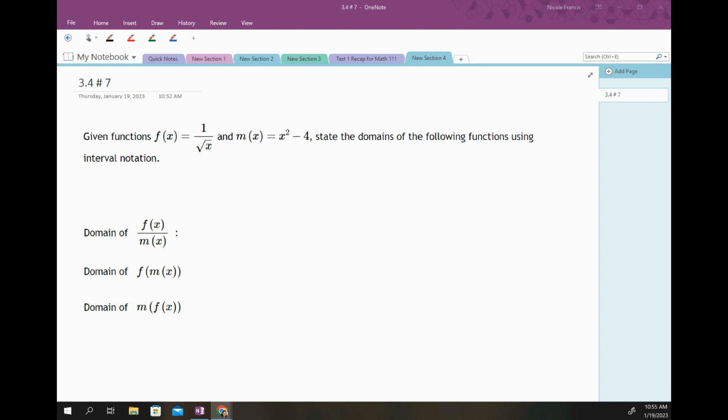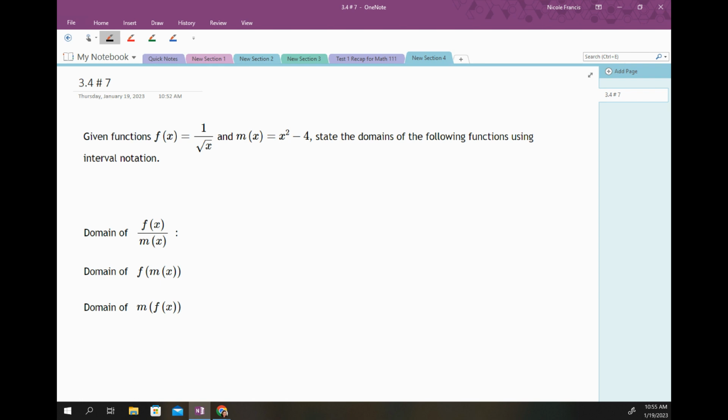This is from our homework assignment, section 3.4. We're given two functions, f and m, and we're asked to talk about the domain of different ways of combining those functions. The first one asks for the domain of f of x over m of x.